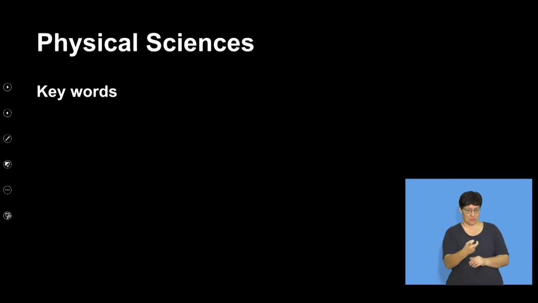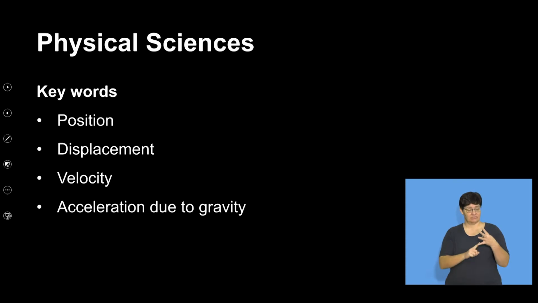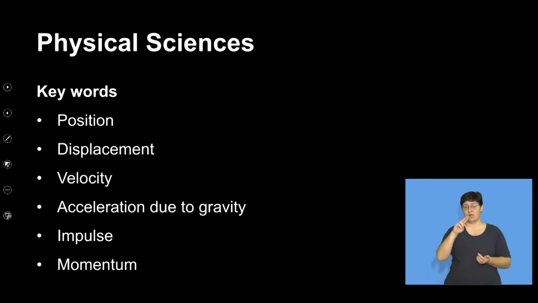When we consider a bouncing ball, these are our keywords. Position, where is it? Displacement, velocity, acceleration due to gravity, that doesn't disappear, impulse, and momentum. And right now you're going, but we're doing vertical projectile motion.